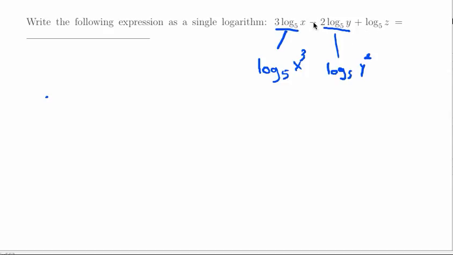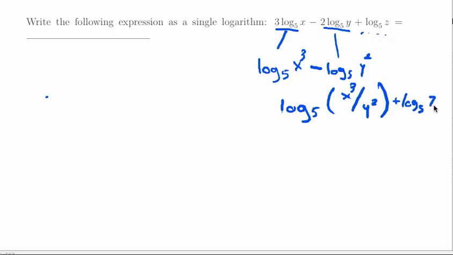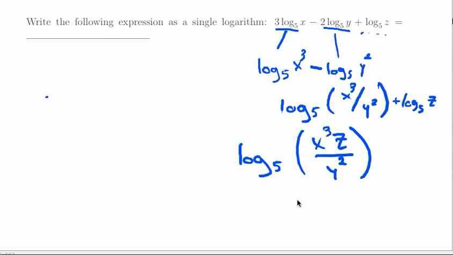I'm subtracting these two. So if I were subtracting these, I would combine those into one logarithm, log base 5 of x cubed over y squared. And remember, I am adding log base 5 of z. And so that means I'm going to multiply inside the logarithms. So we have log base 5 of, and this is going to be my final answer, x cubed times z over y squared. And that's the end of that problem.